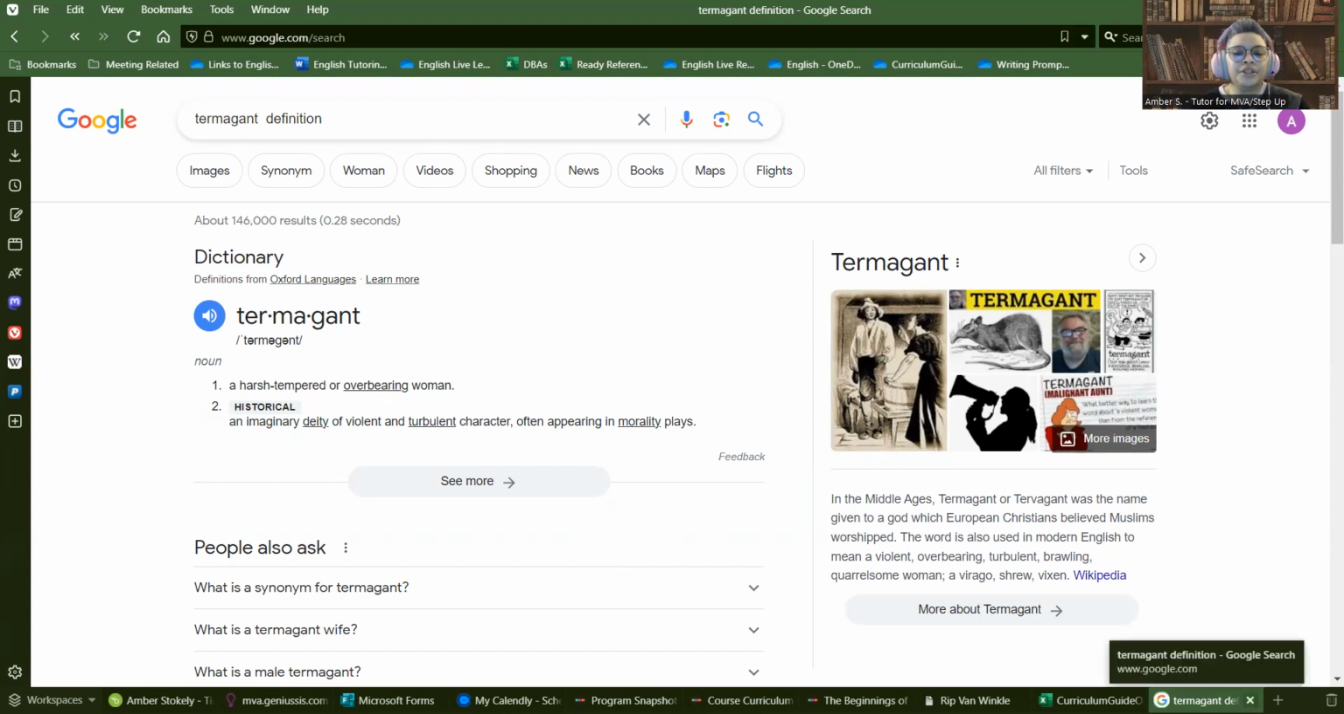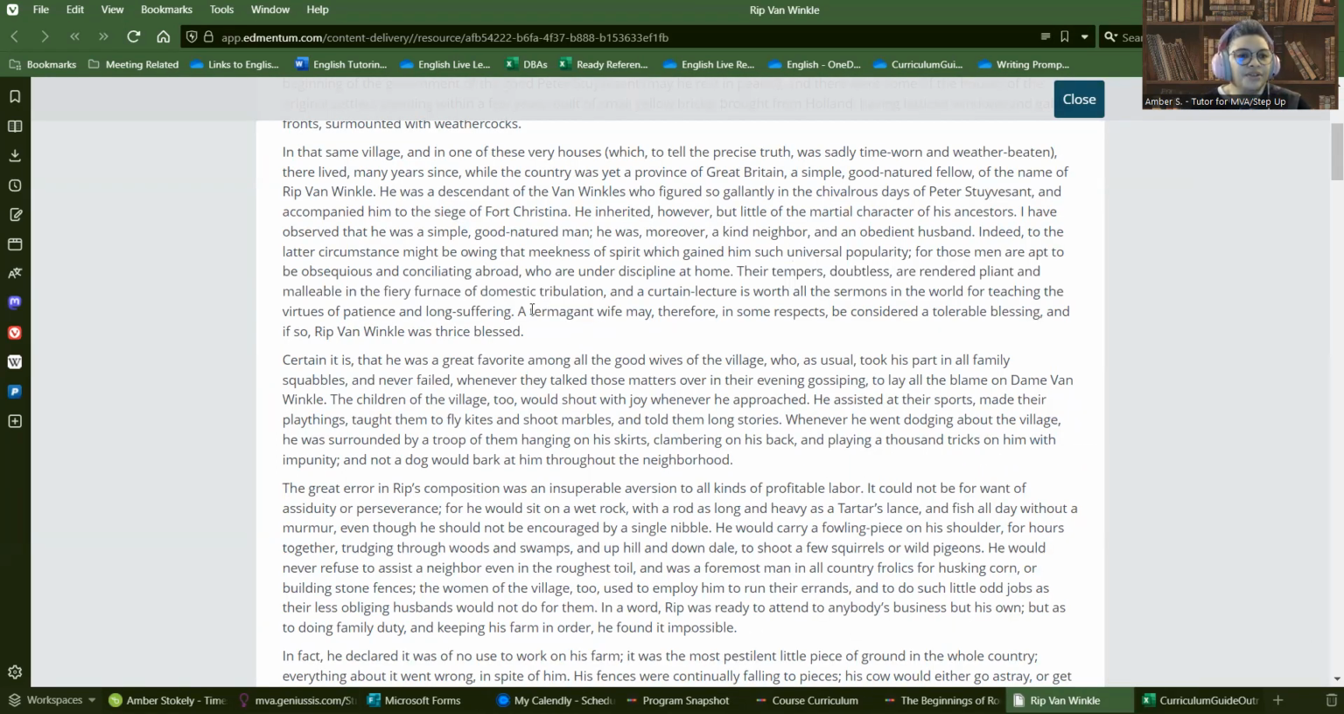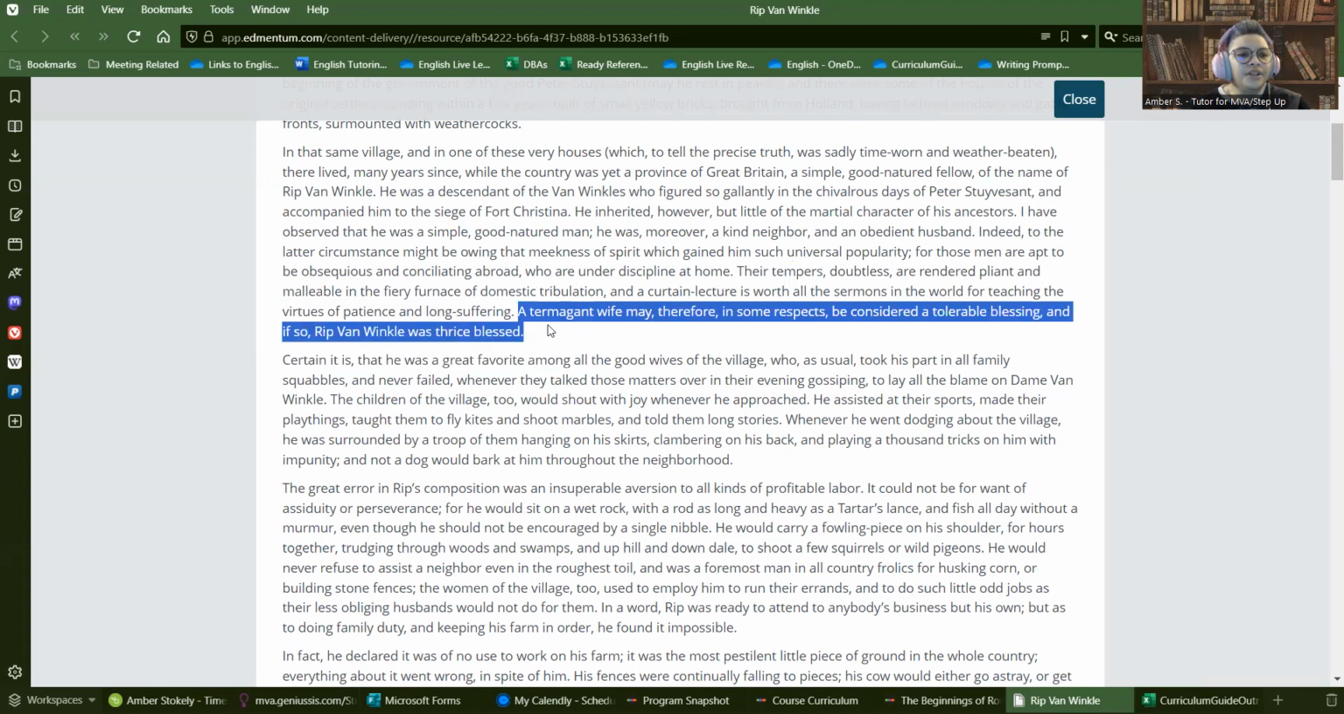So this is a word that is specifically applied to women, which is not surprising at the time that this was written. So it says a termagant wife may therefore in some respects be considered a tolerable blessing. And if so, Rip Van Winkle was thrice blessed. So what they're saying here is that because he's so soft that he'll fold at the first mention of conflict, he's always the person apologizing, making things up. He doesn't want anybody to be upset with him because he can't deal with that.